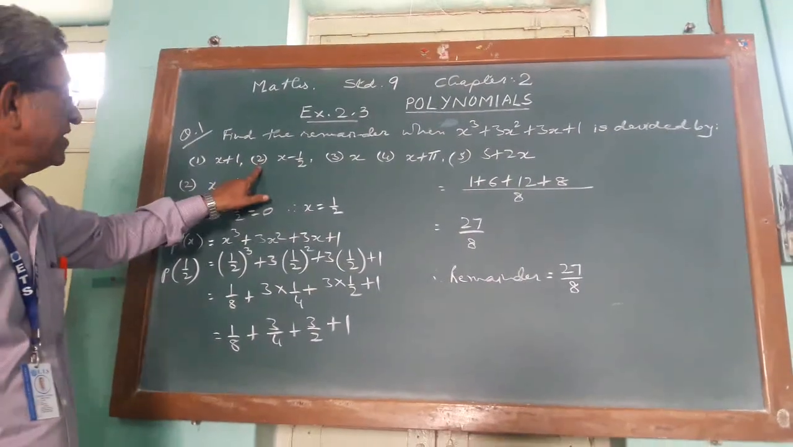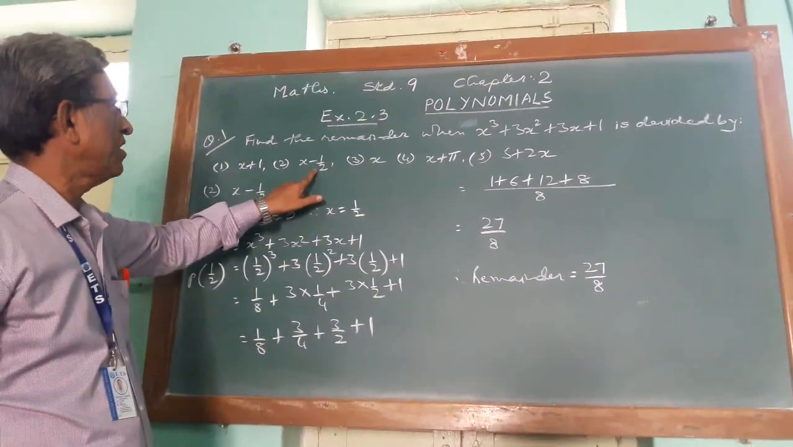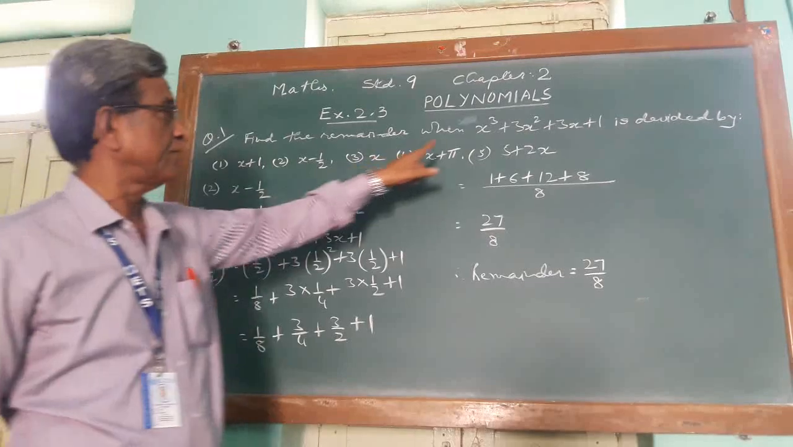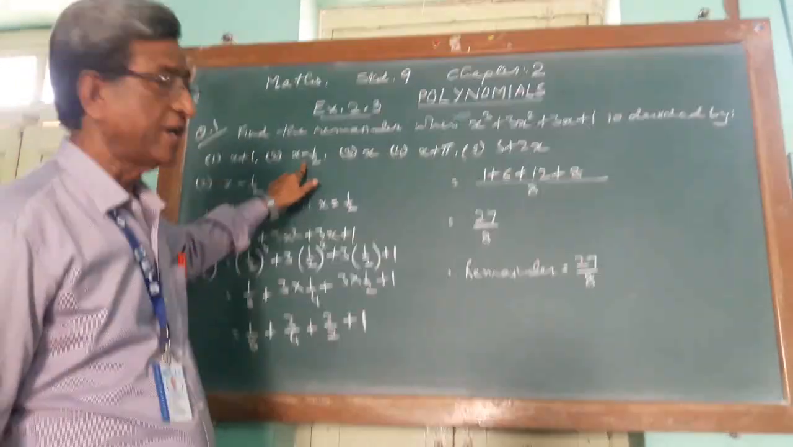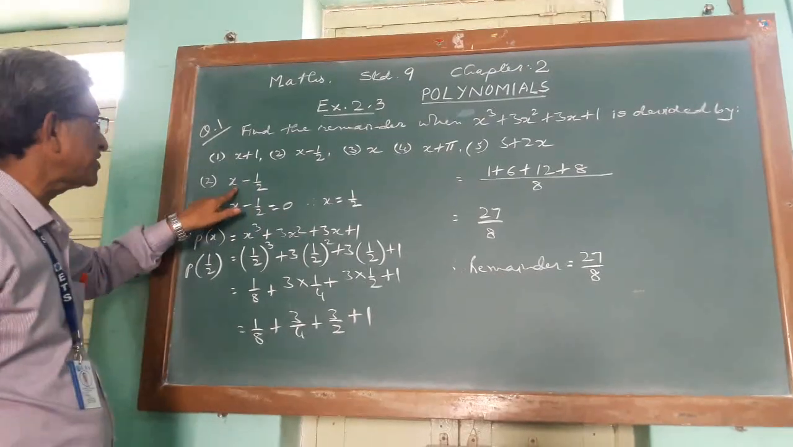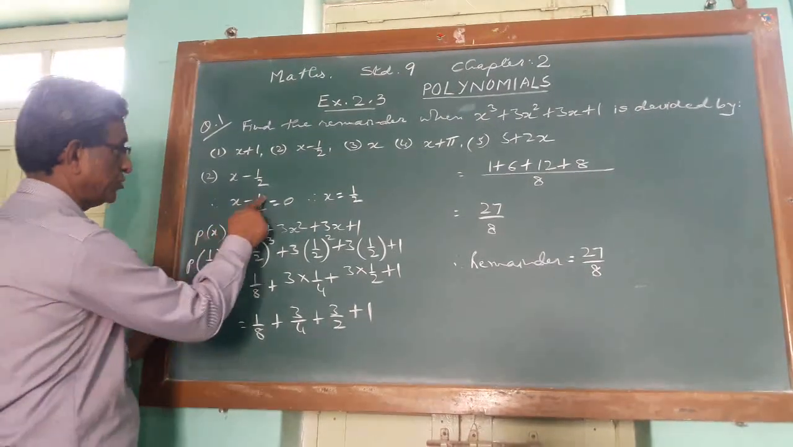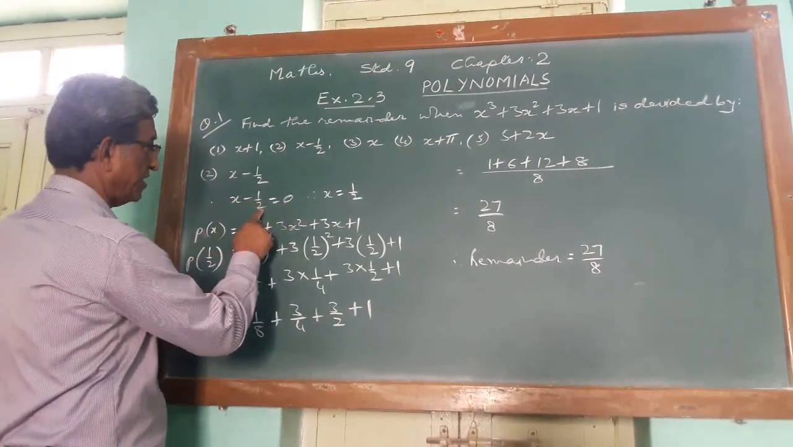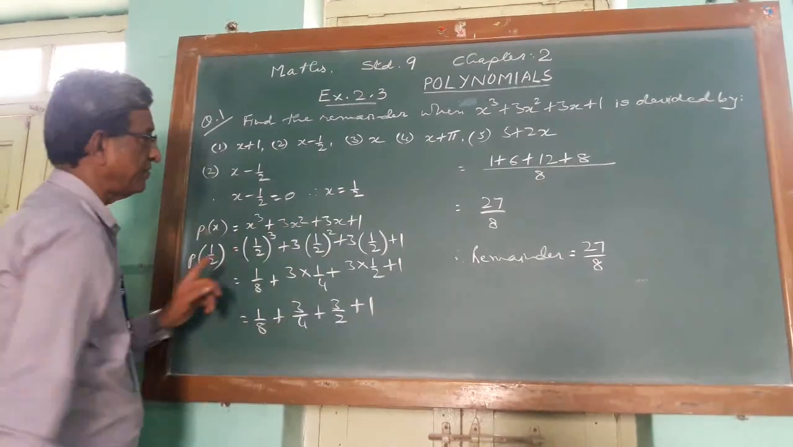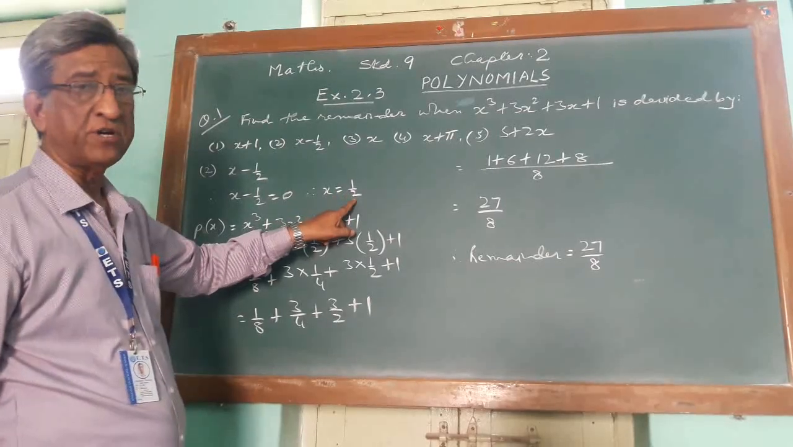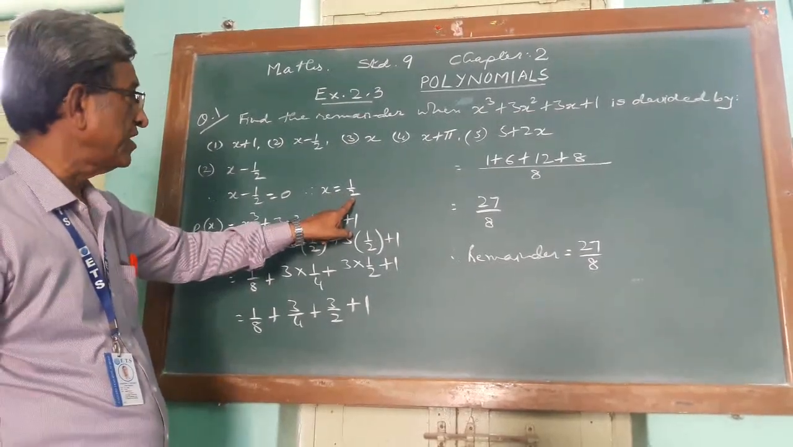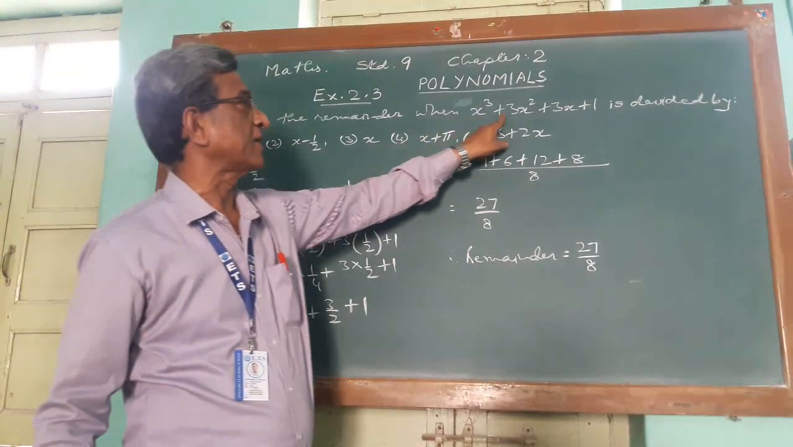Now second one, x minus 2. You have to find the remainder if the given polynomial is divided by x minus 2. Now as we have to divide it by x minus 2, x minus 2 equals 0. Take 2 to the other side, so it will become plus. x is equal to plus 2. Now substitute 2 in place of x.